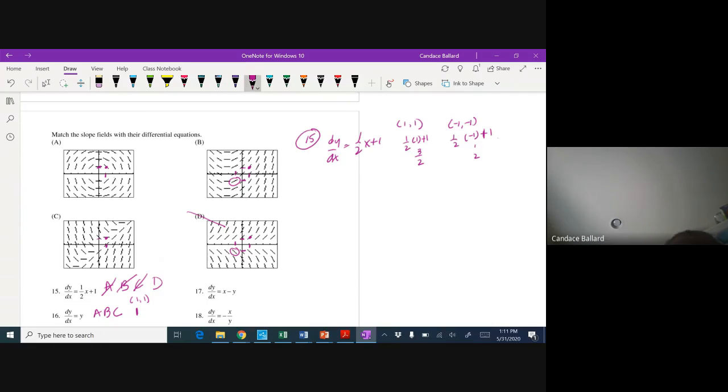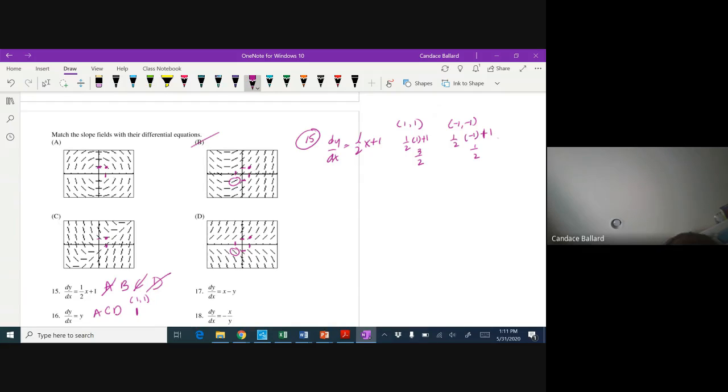Because I wasn't paying attention. All right, so it should be C or B and not D. So let's fix that. Fix that here too. All right, so it's got to be B, not D. Which means we have A, C, and D as possibilities.